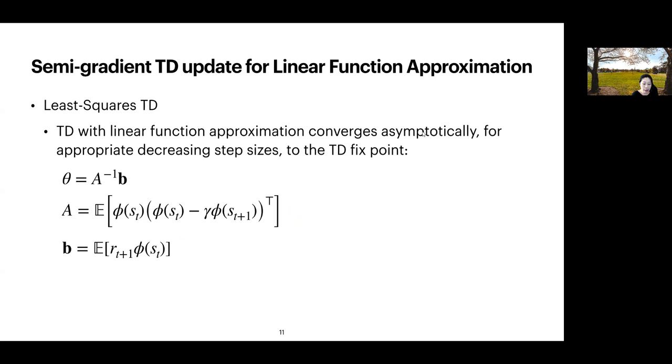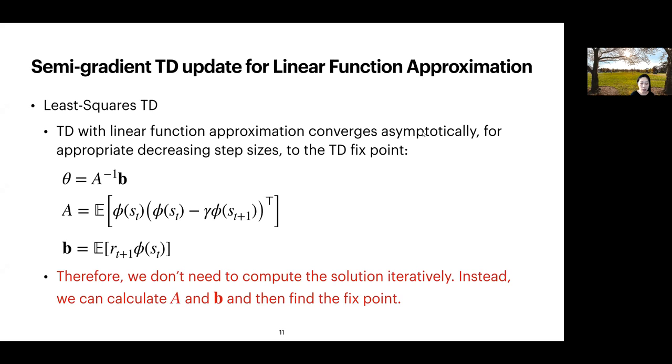Why? Because you would have to understand phi of S_{t+1} from some kind of transitioning, right? Also, this small b here doesn't depend on theta either, but only depends on phi of S_t and this R_{t+1}. So what is this R_{t+1}? It's just some kind of expected reward for every step. If you were able to evaluate these terms, then essentially you don't need to compute the solution iteratively. That's the major message here.